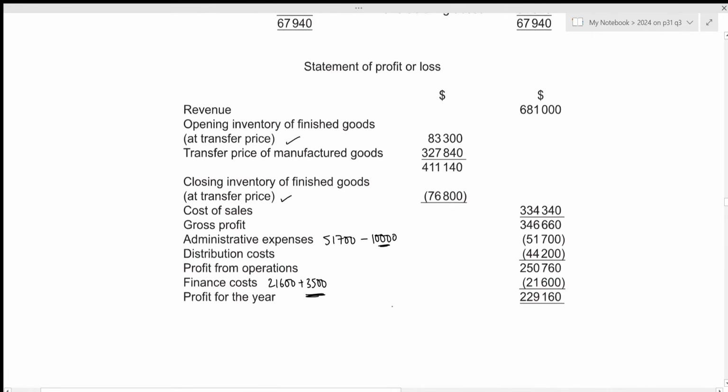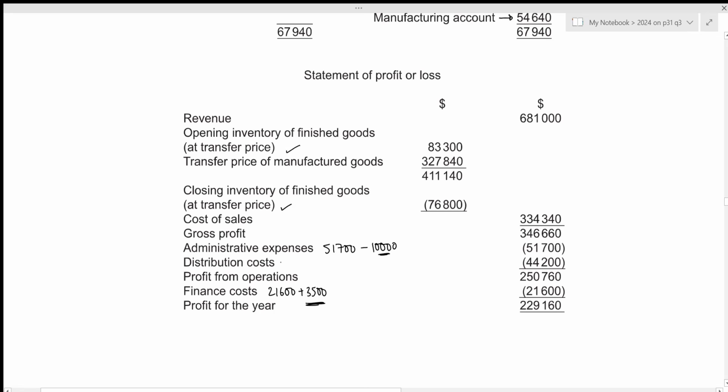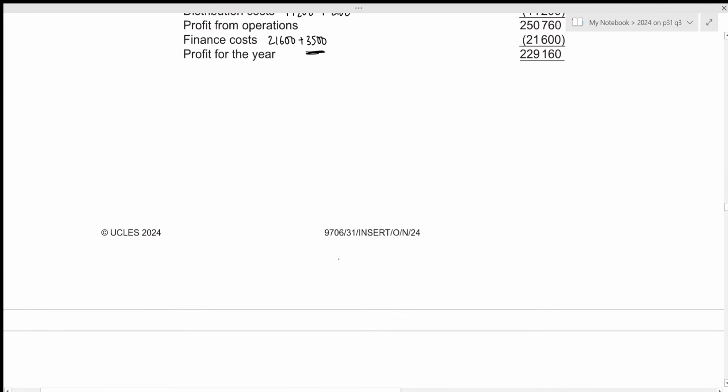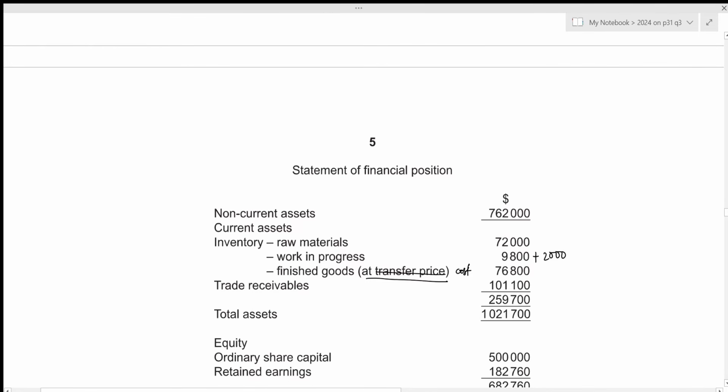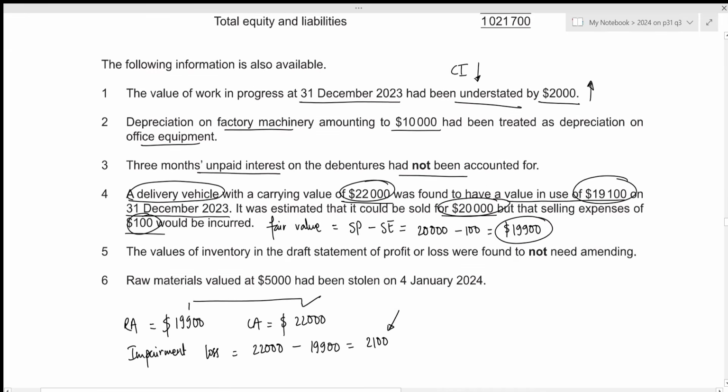So this expense should be categorized as the distribution cost. Okay, so the new value for the distribution cost will be the previous value of 44,200 plus 2,100. Then whenever there is impairment loss, we need to subtract the amount in order to correctly calculate the net book value for the non-current asset. So we need to subtract 2,100 from our non-current assets given within the statement of financial position as well. Alright, that's all for the fourth information.